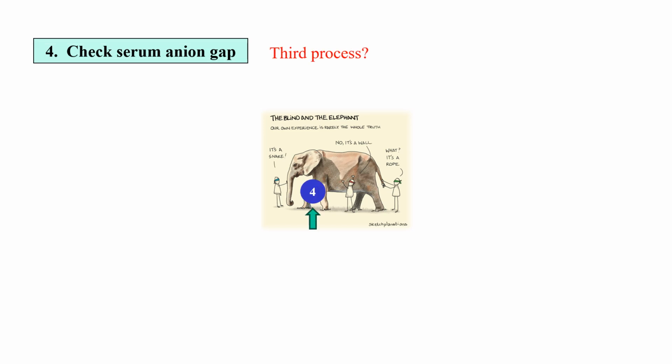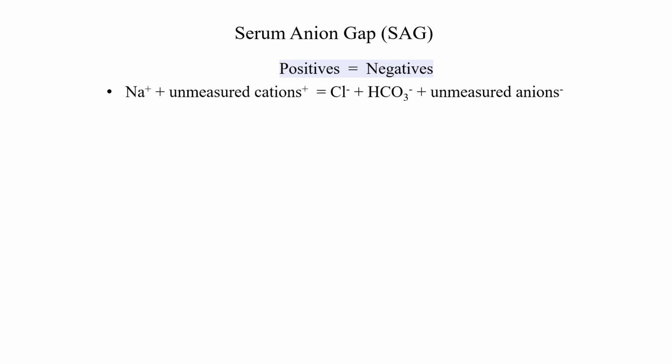It turns out that some patients can have 3 different acid-base disorders going on simultaneously. This leads us to our 4th step, checking the serum anion gap. What is a serum anion gap? We start with the concept that the number of positive charges is equal to the number of negative charges in the body. Basically, the number of positive charges from positively charged molecules such as sodium and other unmeasured cations should add up to equal the number of negative charges from negatively charged molecules such as chloride, bicarbonate, and unmeasured anions in the blood.